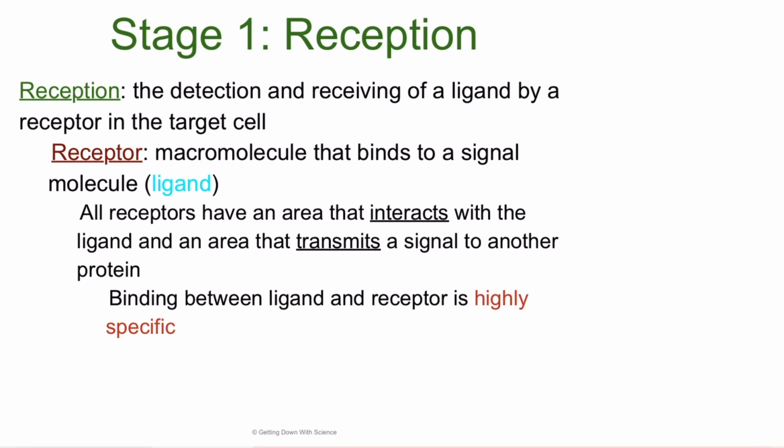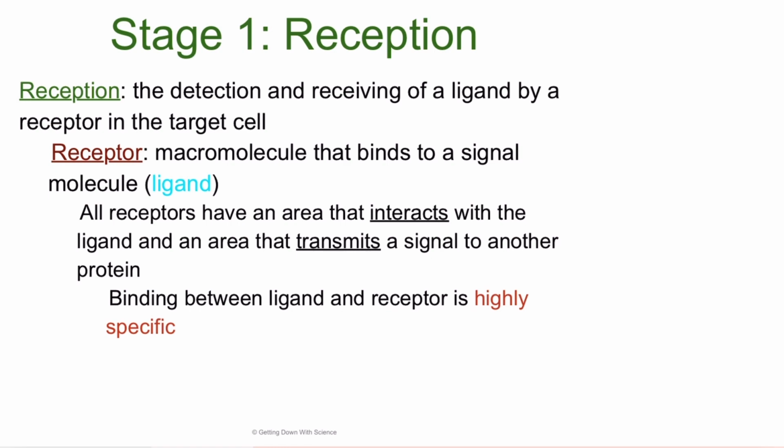So we're going to look at each one of those in a little bit more depth. With reception, like we said, it's the detection and the receiving of a ligand by a receptor of the target cell. So my receptor is typically going to be a macromolecule that's going to bind to the signal molecule, which is the ligand. Most of the time these are proteins, but they can be carbohydrates and even a few lipids as well.